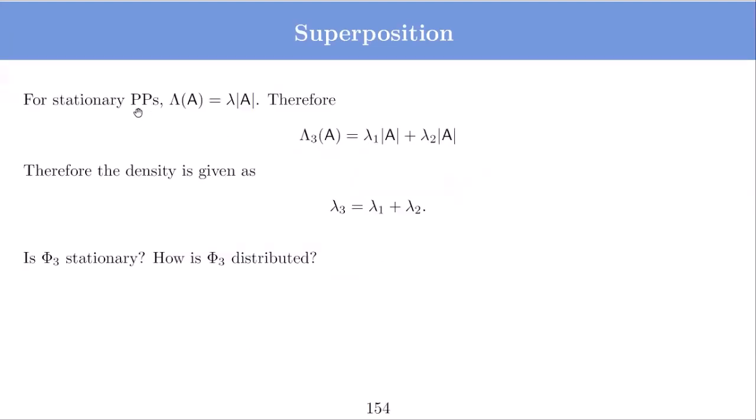And if this is a stationary point process, in that case, lambda(A) is equal to lambda times |A|. So in that case, you can say lambda3(A) is equal to lambda1(A) plus lambda2(A). So the density will be lambda1 plus lambda2. Okay. So you get a new point process with the uniform density.